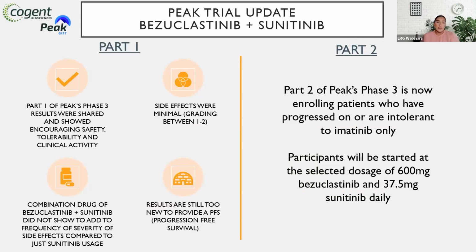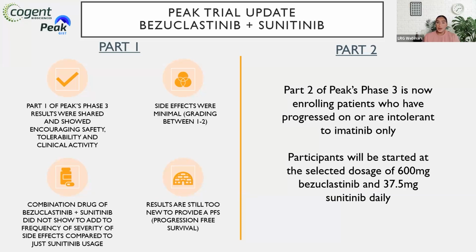Cogent Bioscience's PEAK trial of bezuclastinib and sunitinib is showing great results. Earlier this year, part 1 of the trial's phase 3 was completed, and it showed encouraging safety, tolerability, and clinical activity. Side effects were minimal, with grading between 1 to 2. The combination of bezuclastinib and sunitinib did not show to add to the frequency or severity of side effects compared to just sunitinib usage alone, which is pretty awesome.